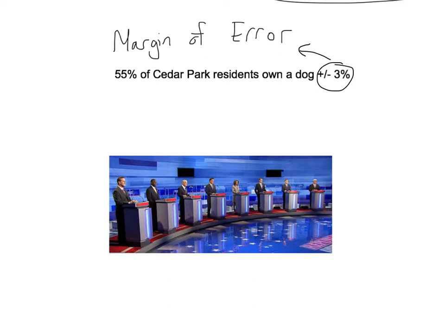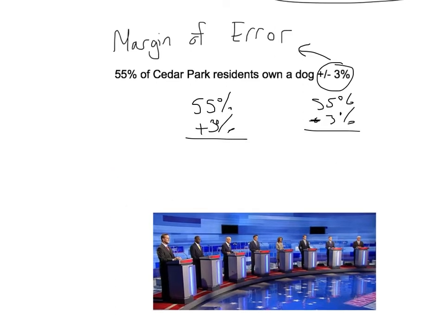So the margin of error is plus or minus 3%. What it means is we take the percent advertised, and we're going to both add 3% to it, and then we're also going to subtract 3%. And that's going to actually give us a little more realistic set of numbers, right? So 55% plus 3% would be 58%. 55% minus 3% would be 52%.